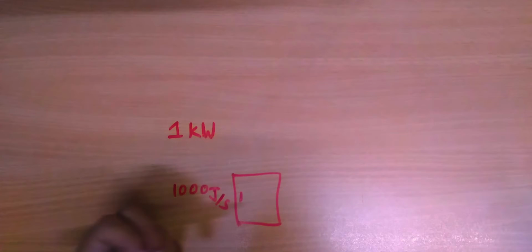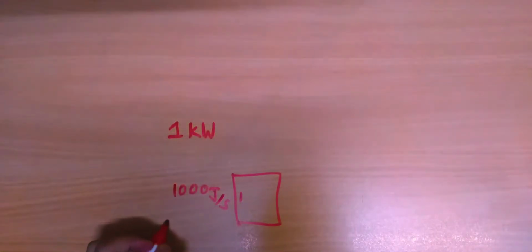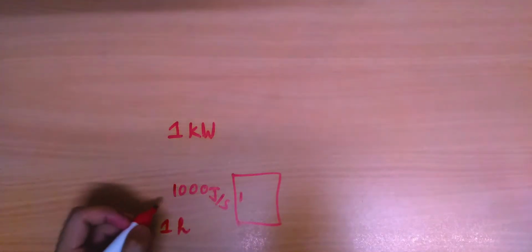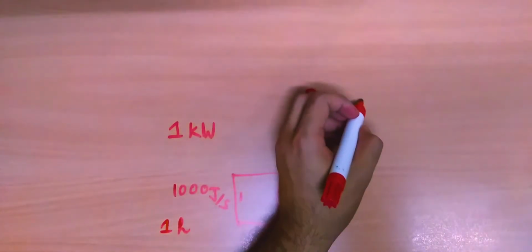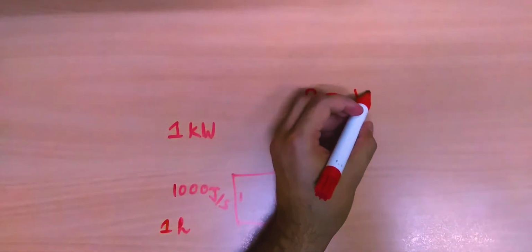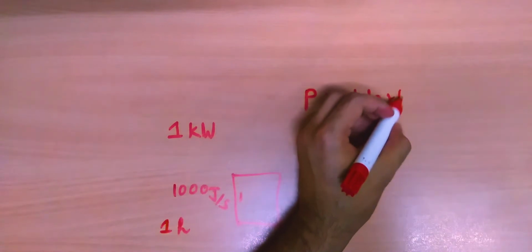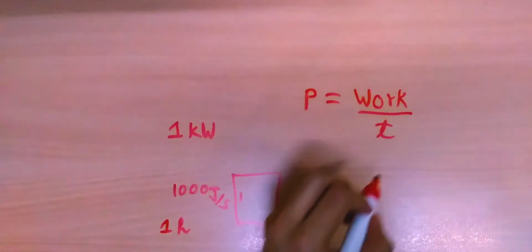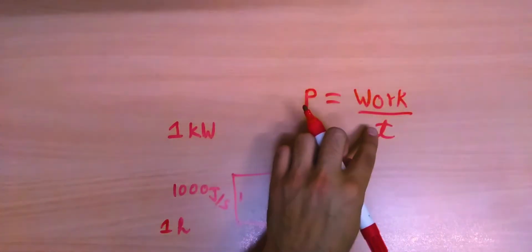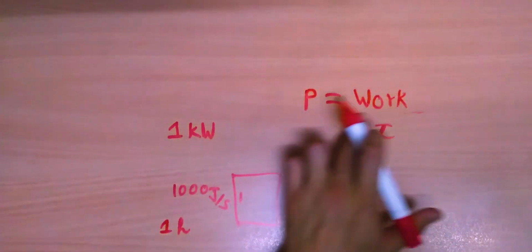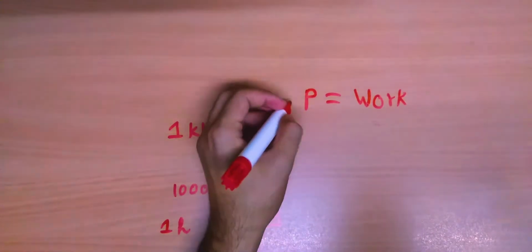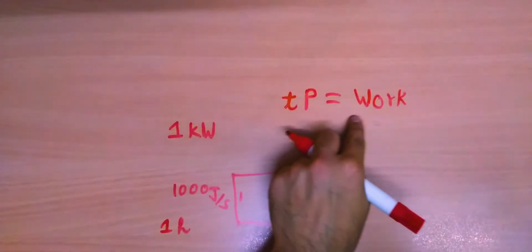Now let's say we run this refrigerator for 1 hour. What is the energy that it consumes in that 1 hour? So we know that power P equals work divided by time. So this is work, not watt. If I have to find work done or the energy consumed, they're the same thing, I can simply shift this t to the other side. So time into power equals work.